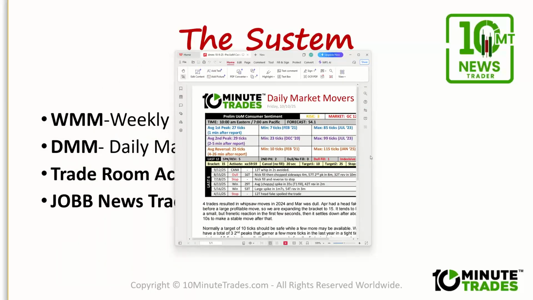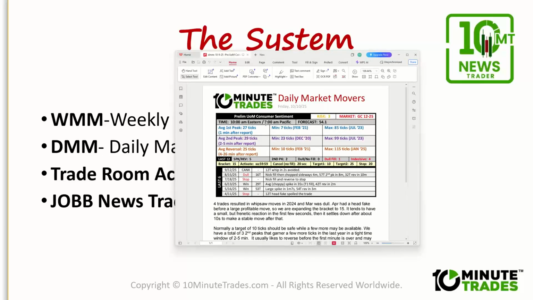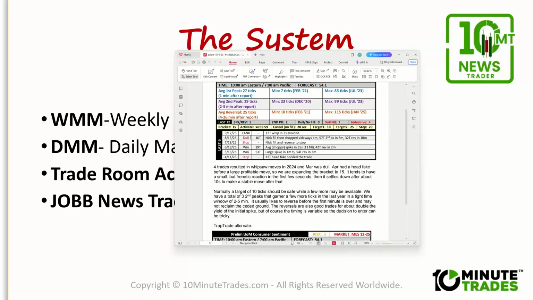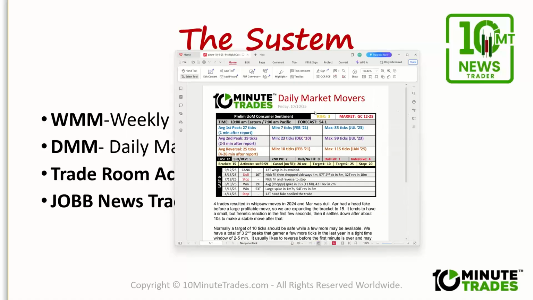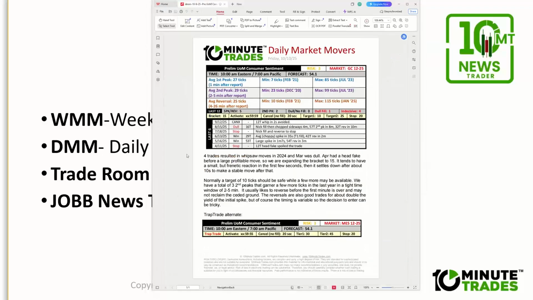These daily trade reports help our members learn how to trade specific events. And they have very specific setups that we use to show people how to trade the event that we're trading. Those are called our daily market mover reports. We send them out the day before an event takes place, and they show how to trade the events. This yellow line has our trade setup. If it's a spike trade, we show the bracket. If it's a trap trade, we show how we're going to reverse. And those reports, like I said, our members get them the day before.